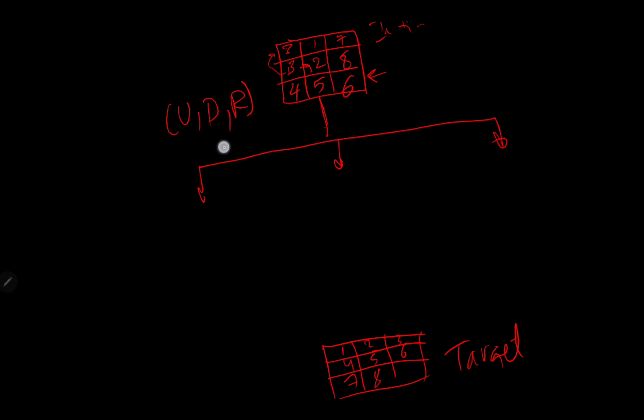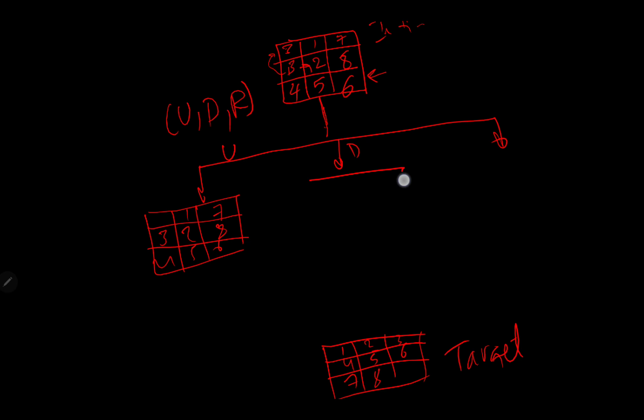Now if you go up, what will you have here? If I go up, then the blank will be up. Here we have 3, and everything else will be the same, so it will be 8, 4, 5, 6, as you can see. And if you go down, then we will have the other state. If we go down, then 4 will be up, and we have 3, 1, 7, 2, 8, 5, 6.